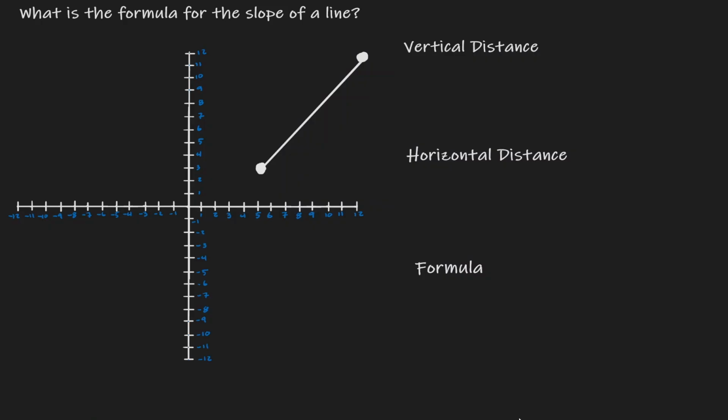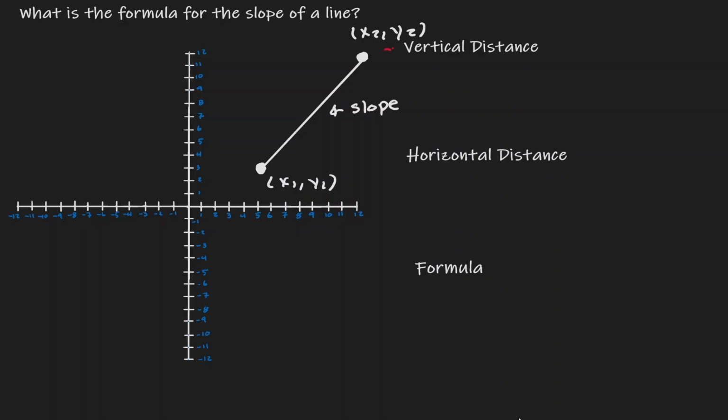The location of the lower point, let's call that x1, y1. And the location of the upper point, let's call that x2, y2. And the objective is to figure out what is the slope of this line that connects those 2 points.